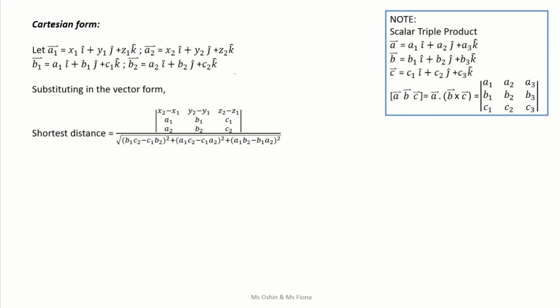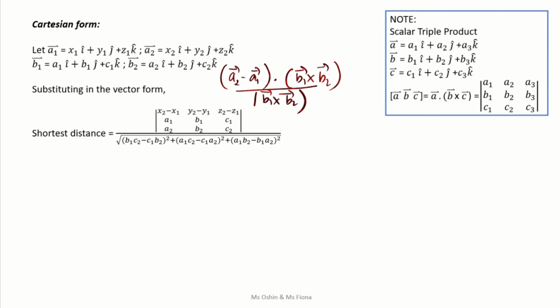To derive the Cartesian form, let's take the vector A1 to be x1 i cap plus y1 j cap plus z1 k cap, A2 vector be x2 i cap plus y2 j cap plus z2 k cap, vector B1 equal to a1 i cap plus b1 j cap plus c1 k cap, and vector B2 equal to a2 i cap plus b2 j cap plus c2 k cap. Now substituting in the vector form, that is (A2 vector minus A1 vector) dot product with (B1 vector cross B2 vector) divided by the magnitude of B1 vector cross B2 vector.